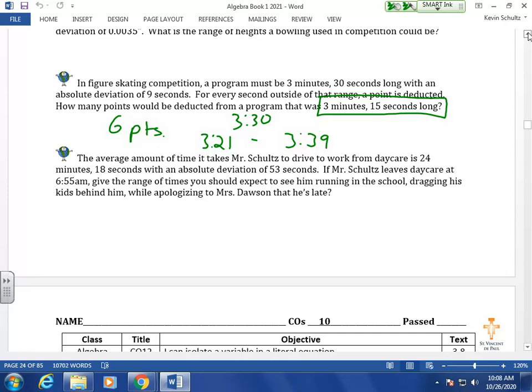allowed time, right? And then finally, the average amount of time it takes me to drive to work is 24 minutes, 18 seconds. You would not believe the research that went into this. I drove the route 20 times. No, I didn't really do that, but 24 minutes, 18 seconds with an absolute deviation of 53 seconds. If I leave daycare at 6:55, give the range of times you expect to see me trudging in to school.